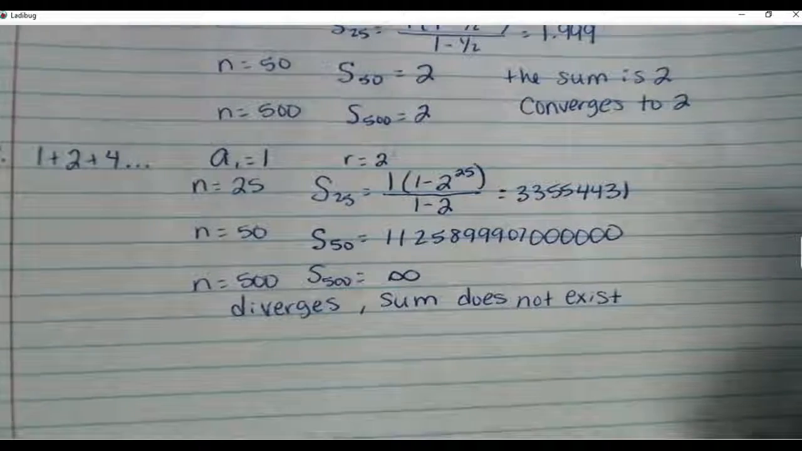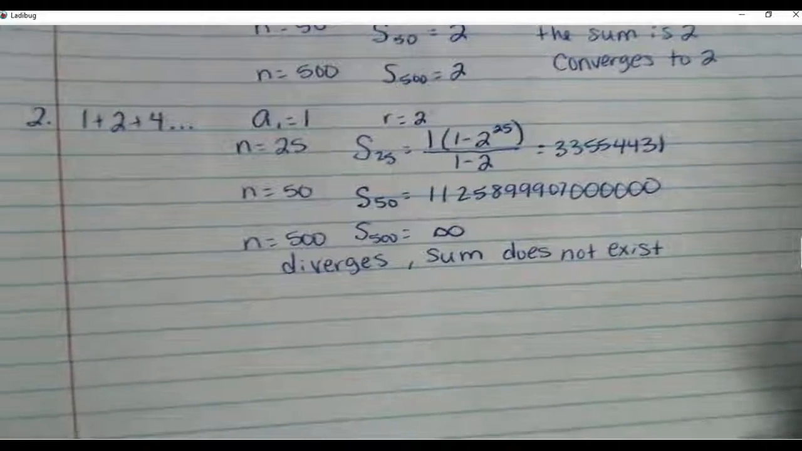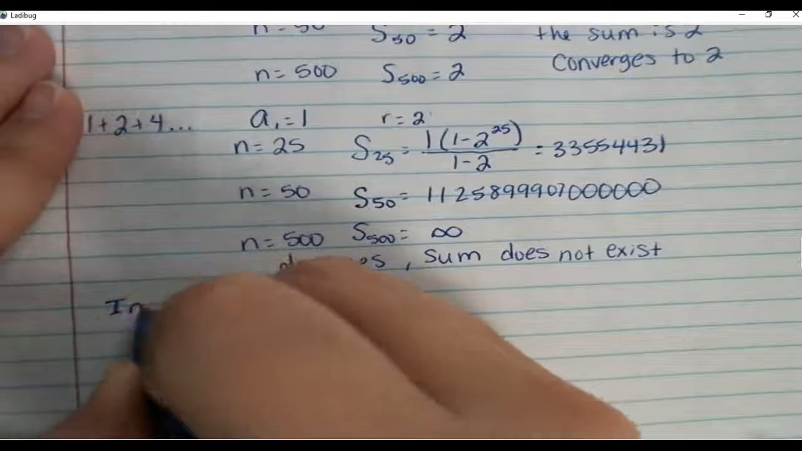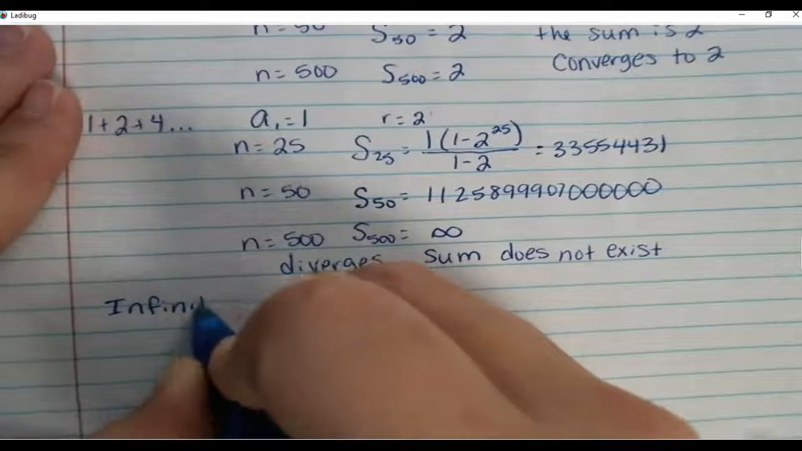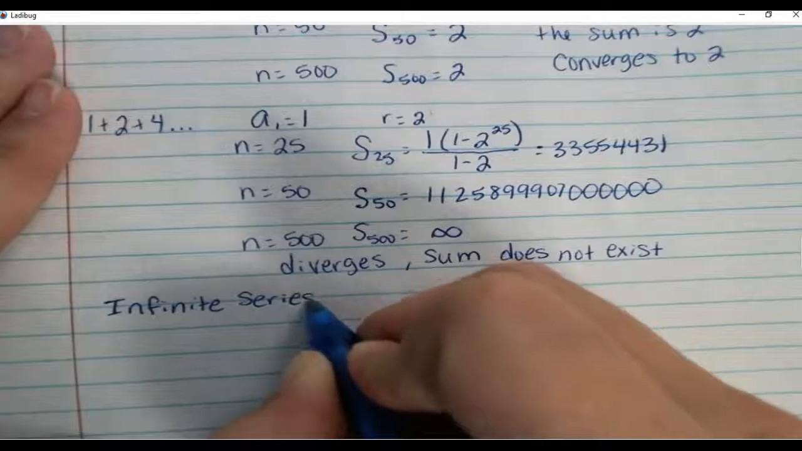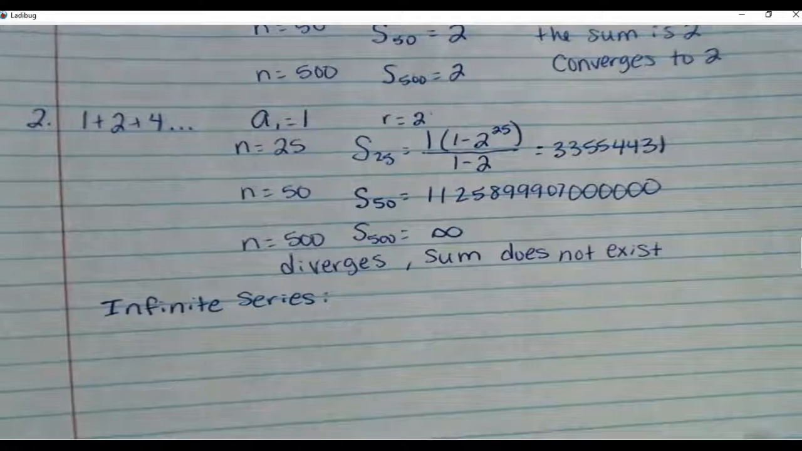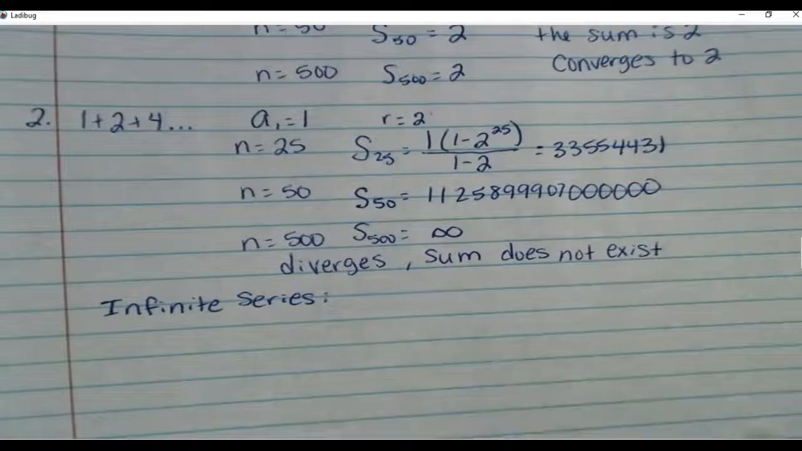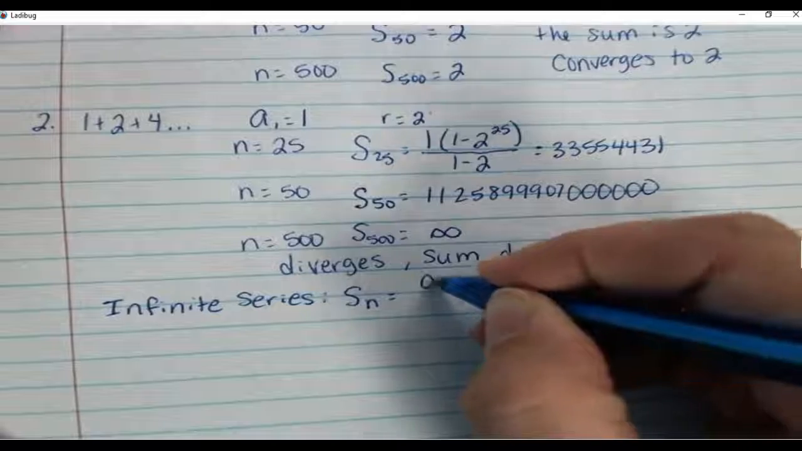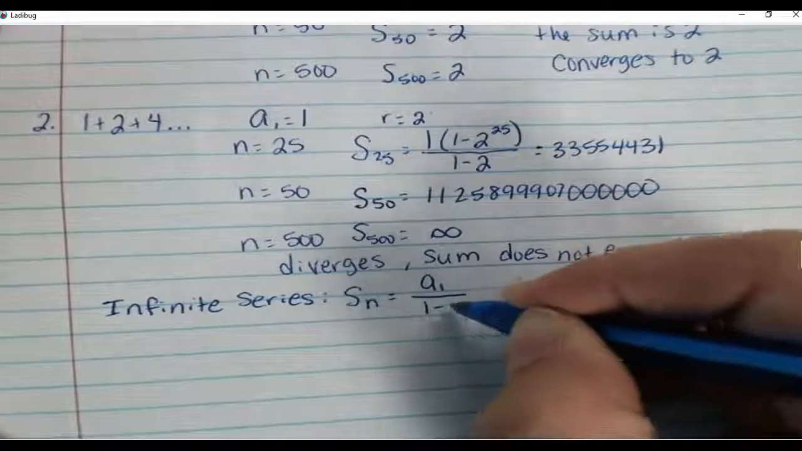So what you can do is use the formula that we did yesterday. You just have to find your own n value. Or you can use this function, or formula. So for an infinite series, only if it's converging. If it's diverging, it doesn't exist. Okay? But if it's converging, you can use S of n equals a1 over 1 minus r.